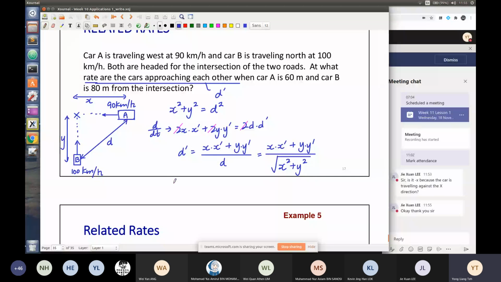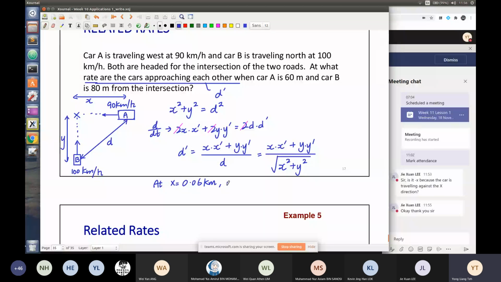Okay, so let me just put, noting that, at x equals to 60 meters. Oh crap. This one they give meters, then this one they give kilometers per hour. So I'm just going to keep everything in kilometers and hours, so that I don't need to convert so many things. Because this is 60 meters, therefore this is actually 0.06 kilometers. Make sure our units agree.